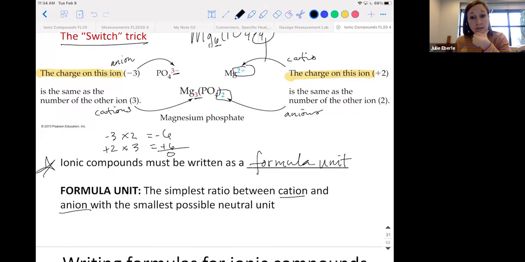Questions on what we just did? So I'm teaching you how to write the formula for compounds. You can never change the charges. You can just manipulate the number of cations and anions that you need to write your formula so it's neutral overall.